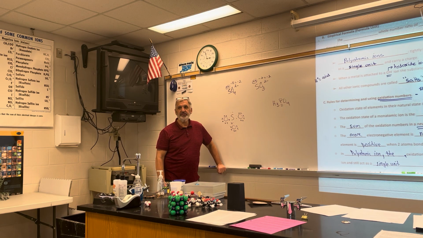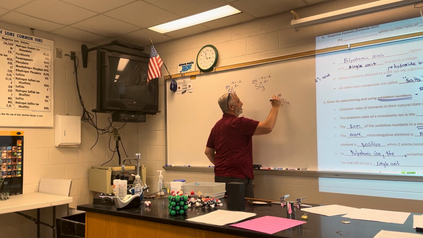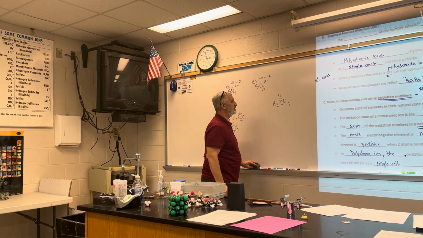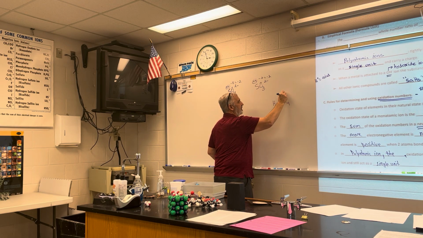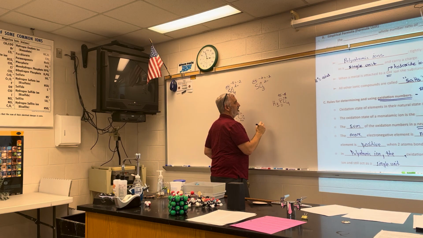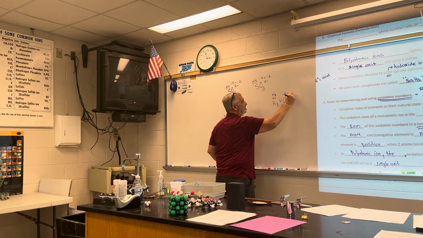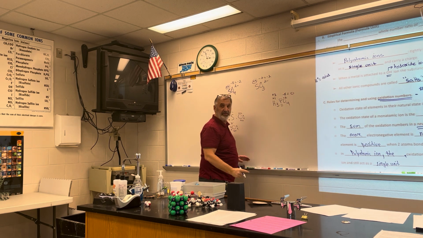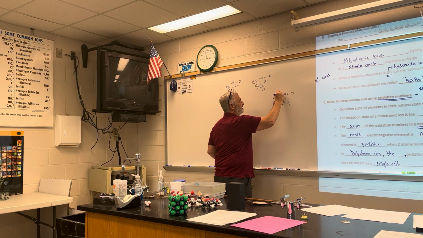What did you get, Darsh? +5. That is correct. How did you get that? I knew oxygen was -2, so that'd be -8. And I knew hydrogen was +1, and you had 3 of them, so it's a total of +3, and it all has to add up to 0. So hopefully without a calculator, we can just eyeball this and see that this must be +5.